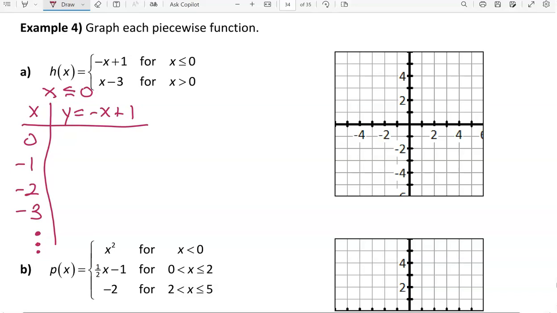So if x is 0, then y is negative 0 plus 1, which is 1. If x is negative 1, take the opposite of the x value and add 1. That'll be 1 plus 1 is 2.